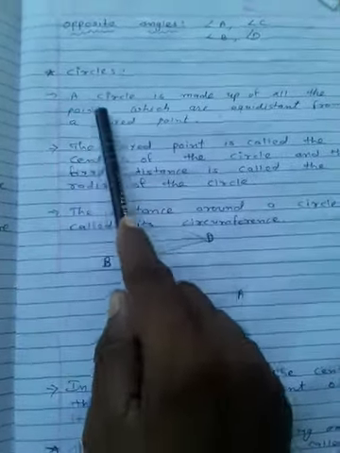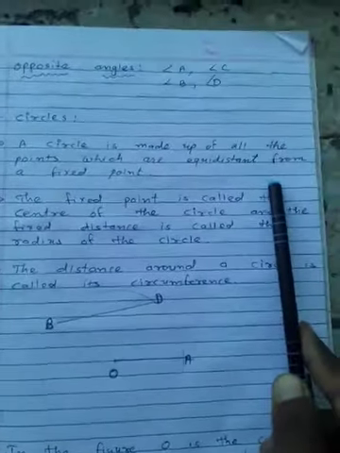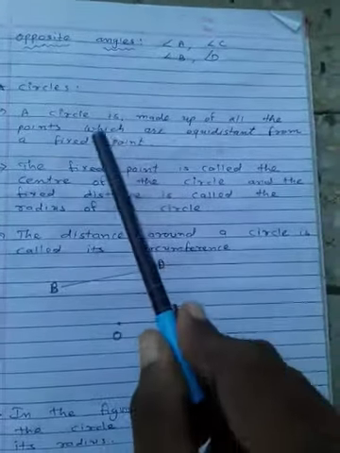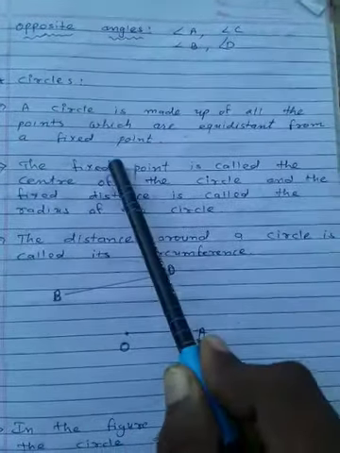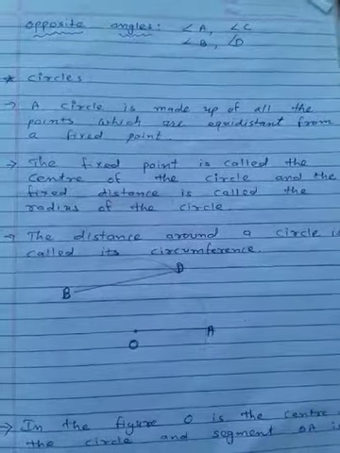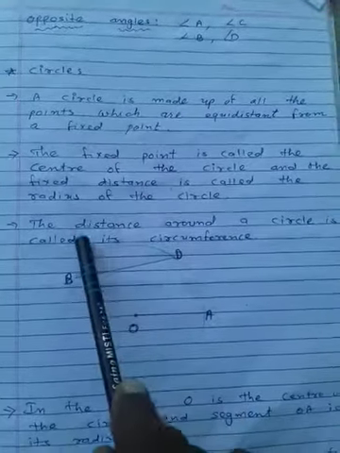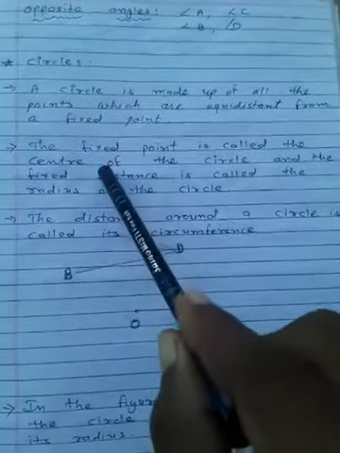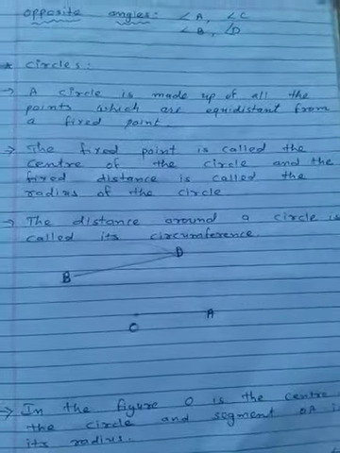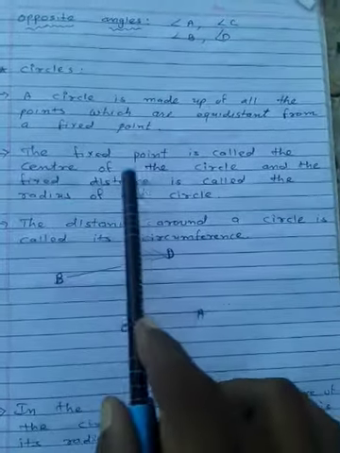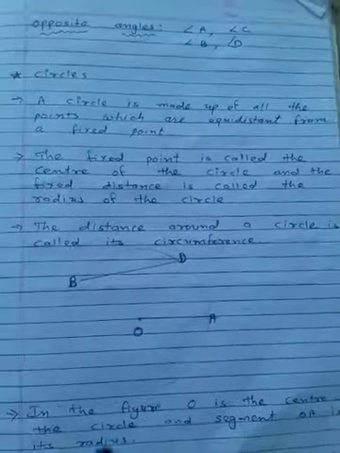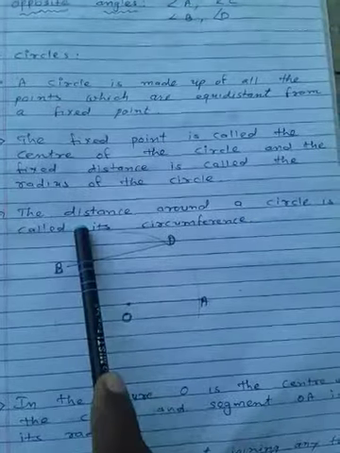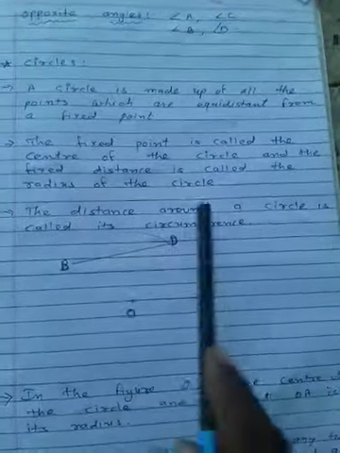A circle is made up of all the points which are equidistant from a fixed point. The fixed point is called the center of the circle, and the fixed distance is called the radius of the circle. Next, the distance around a circle is called its circumference.